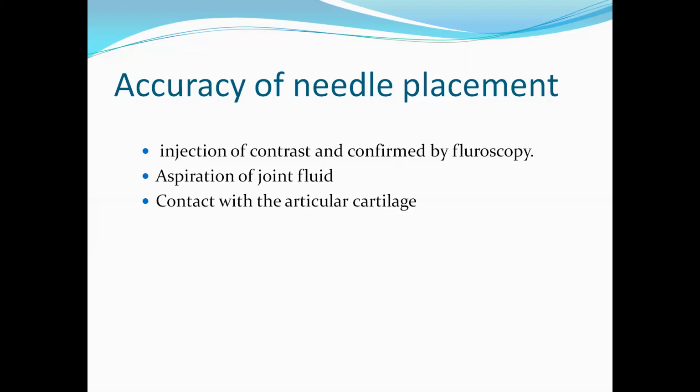Contact with the articular cartilage: suppose you are trying to inject into the joint, but you are not able to negotiate into the joint, and you are hitting the cartilage. That means you are inside the joint. Try to negotiate the needle between the articular surfaces, and you will be inside the joint. Water vapor in the nozzle indicates you are in the joint. Air injection: if you inject air, it will go in smoothly. So these are the points by which you can confirm that your needle placement is accurate and you are inside the joint.